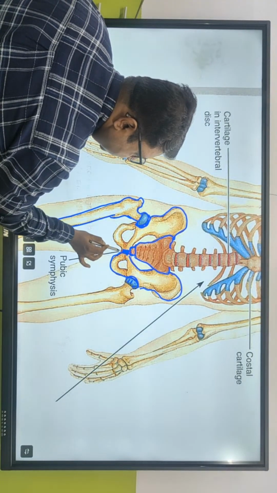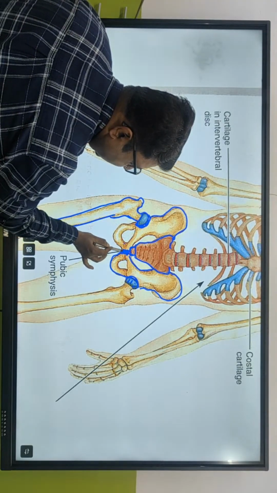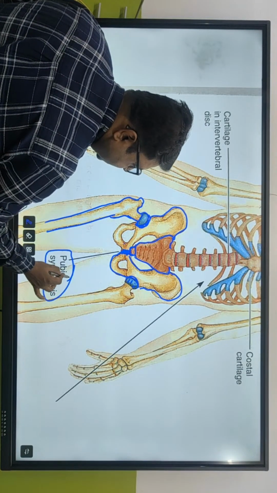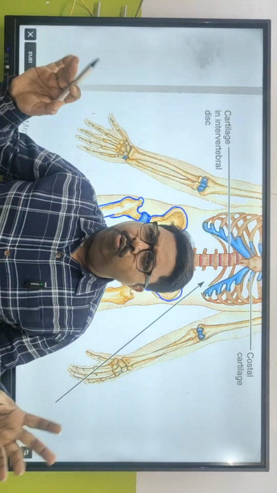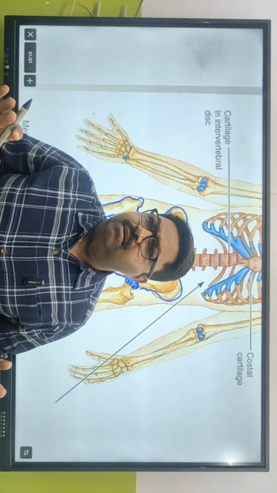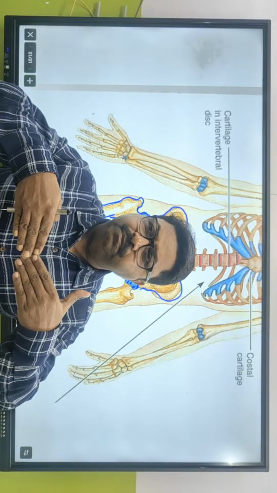What is this point? Pubic symphysis. The two pelvic bones are attached with the pubic symphysis. What kind of joint is this? Use your general knowledge. Fixed, slightly movable, or freely movable?